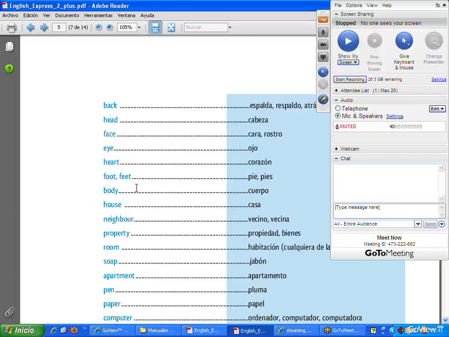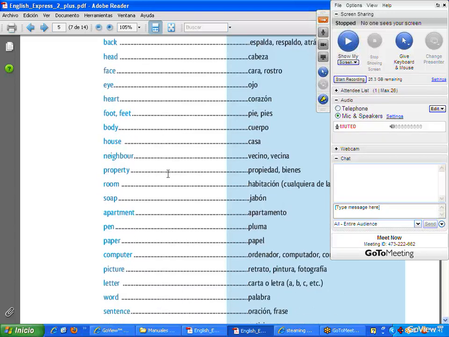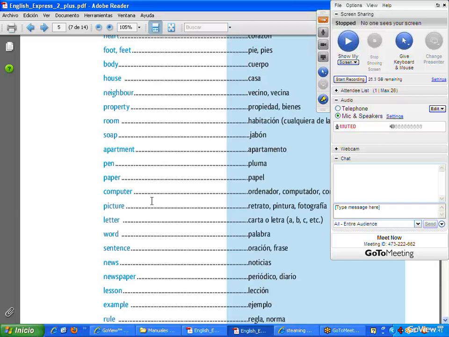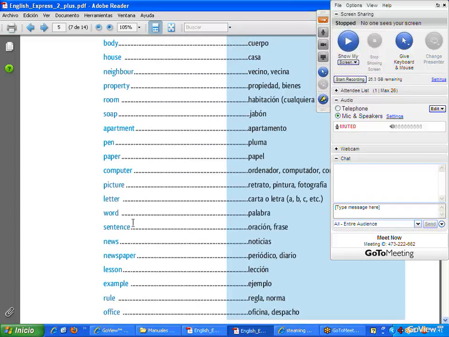Body, house, neighbor, property, room, soap, apartment, pen, paper, computer, picture, letter, word, sentence, news, newspaper, lesson, example, rule, office.